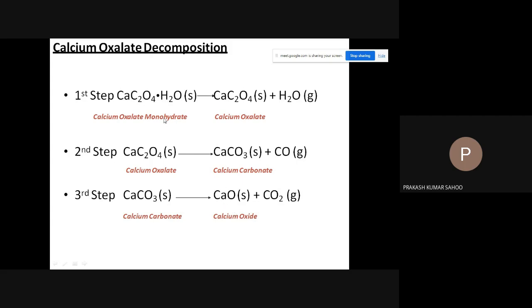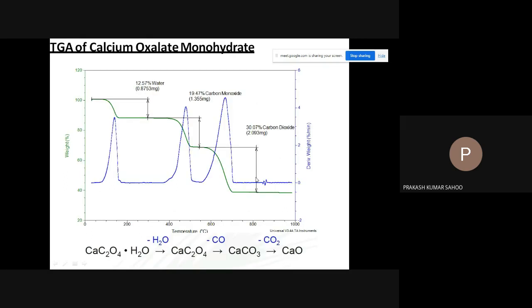That means in this conversion from calcium oxalate monohydrate to calcium oxide, we have two intermediate phases. One is the calcium oxalate phase and the second one is the calcium carbonate phase. So the plot will be like this.